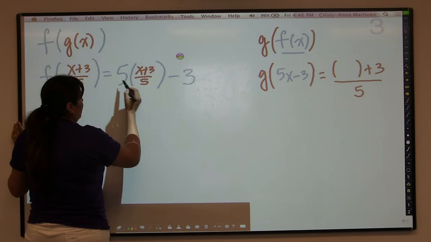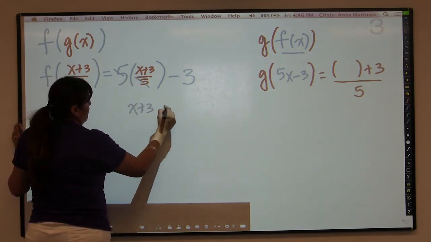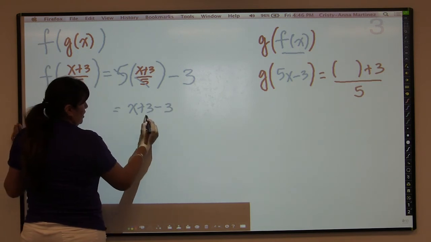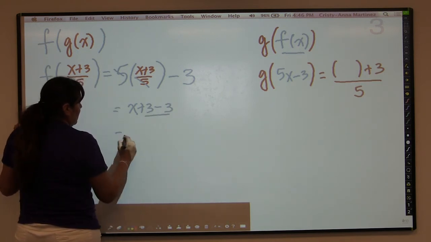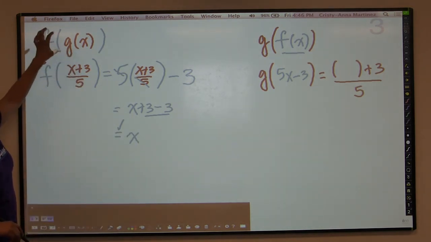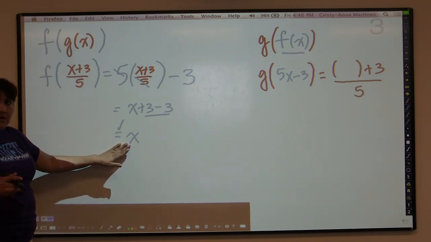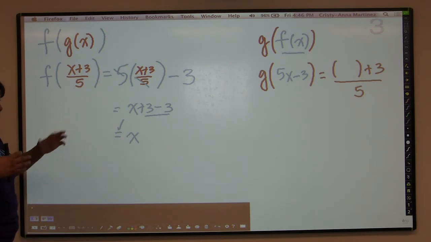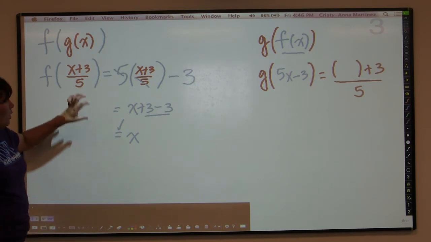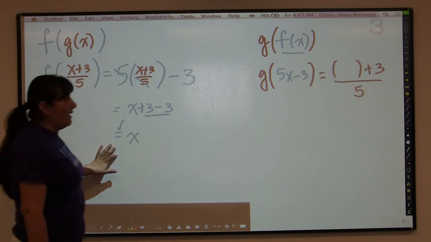What's going to happen there is that the 5's are going to cancel, one on top, one on the bottom, and you're going to get x plus 3 minus 3, and then those 3's are going to equal 0 because they're inverses, and you get x. So when you have the function and its inverse, and one's inside the other, it cancels, so to speak, and you get x back. Just like when you have plus 5 and minus 5, it cancels, and you get your x back. Just like when you times by 10, you divide by 10, it cancels, and you get your x back. So when you put the inverse function inside of the regular function, it cancels, and you get your x back.